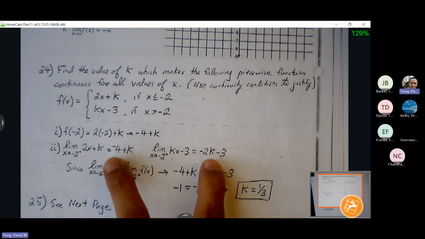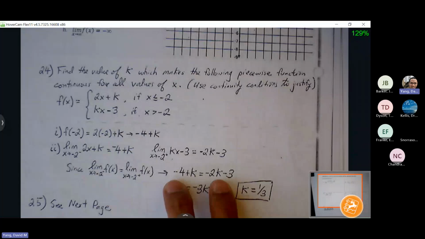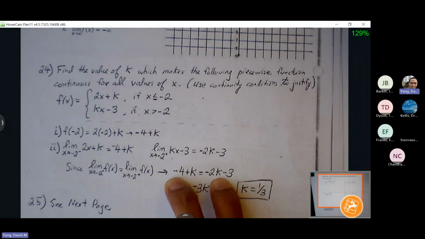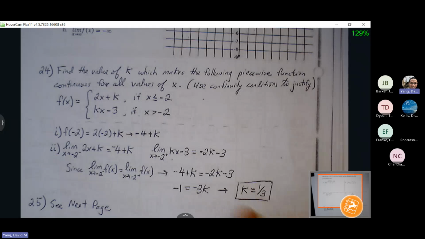It's still unresolved, but we know we can set them equal to each other because we want continuity. That means the one-sided limits have to be in agreement. And if they have to be in agreement, we can set them equal to each other. And when we solve for k, then we have our answer, right? We're just using the continuity condition to help us get to our variable. Once we have it, we can stop. There's nothing more that we need to do. We don't have to show any other conditions.